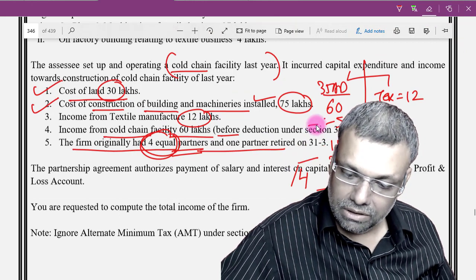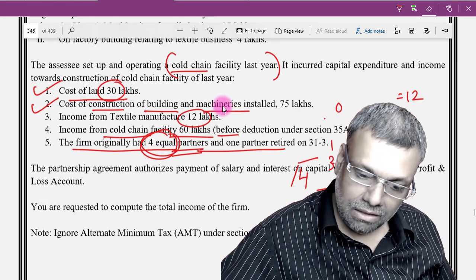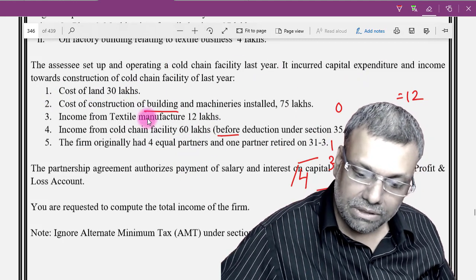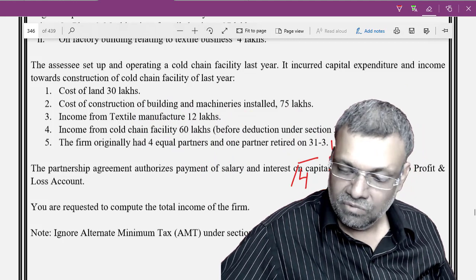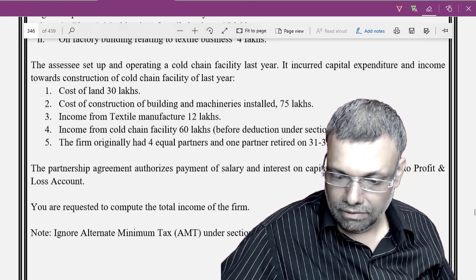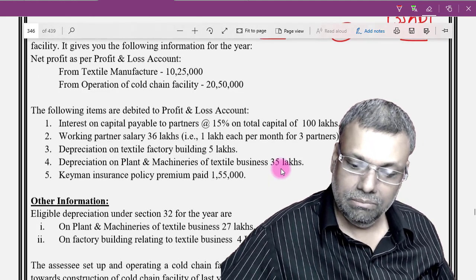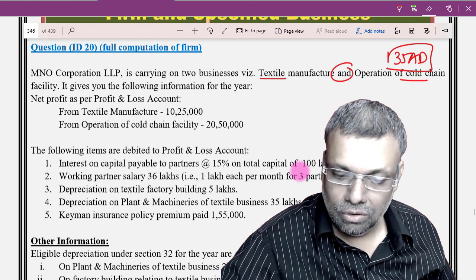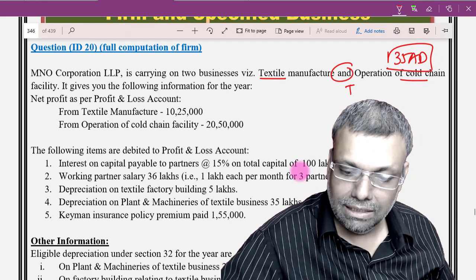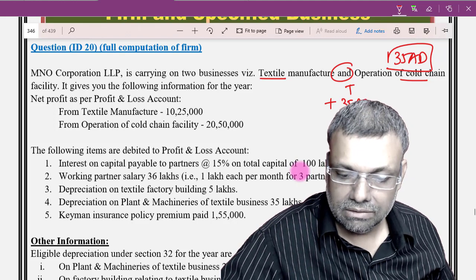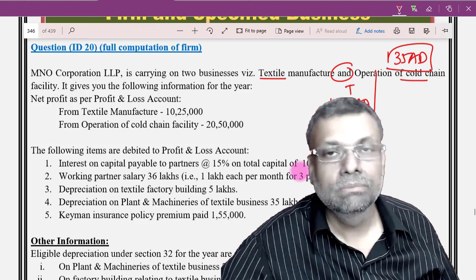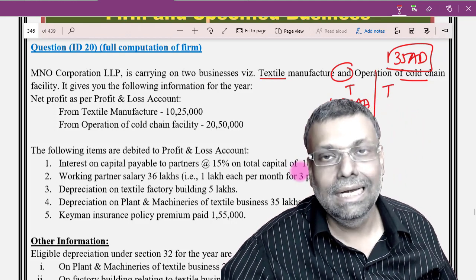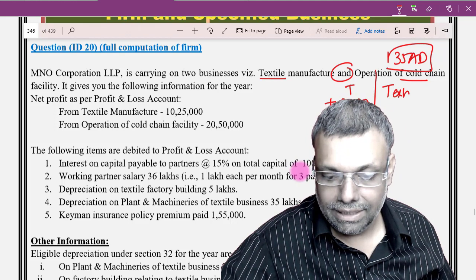Okay, so these numbers you have to keep in the back of your memory. Now in the current year, you want to see whether this specified business is having income and all other set up. So first of all, I will tell you how I will follow the methodology. I will do the total computation first of all. So I will do textile plus 35 AD business. Then I will also use all the relevant data which is given to me in the question for the textile business.